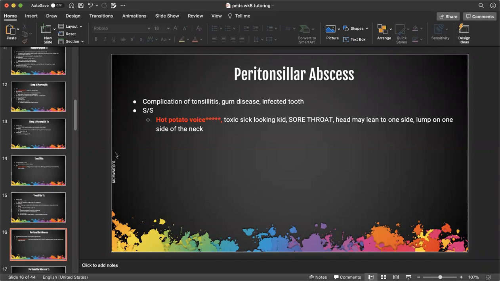They'll also be really toxic and sick looking. They'll have a sore throat, their head might lean to one side, and they'll have a lump on one side of the neck.